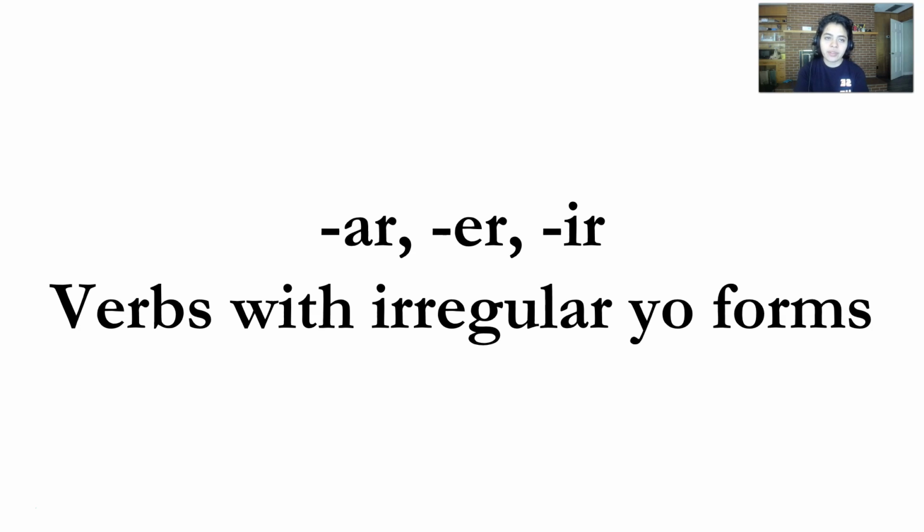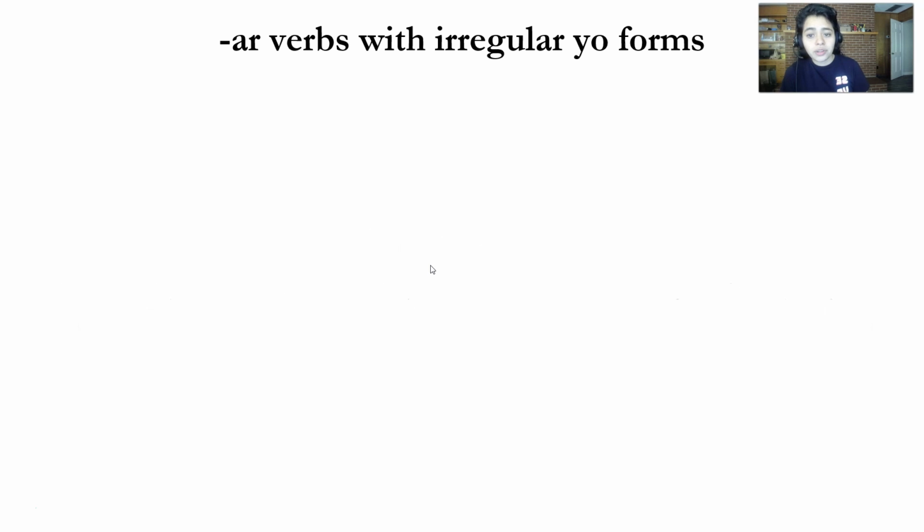So we're going to start our new topic, which is AR, ER, and IR verbs with irregular yo forms. In previous lessons, we already have seen how to conjugate regular verbs in the present. But now we're going to see some verbs that are irregular in the yo form of the present tense. You will have to memorize these verbs. Thankfully, these ones are not very many. We're going to see like 9 verbs, but you have to memorize their irregular yo form. So we're going to start with AR verbs with irregular yo forms.